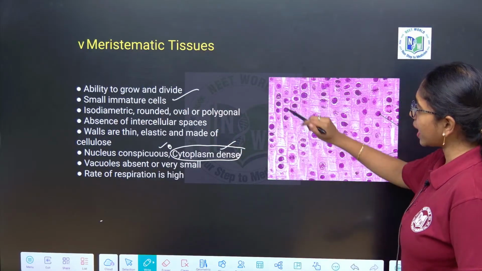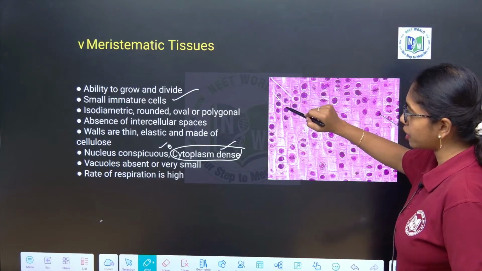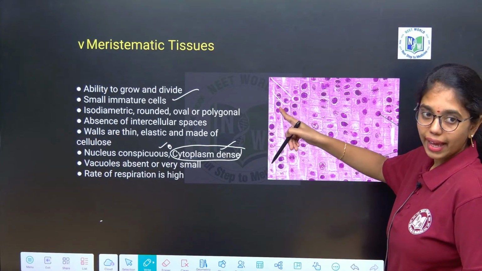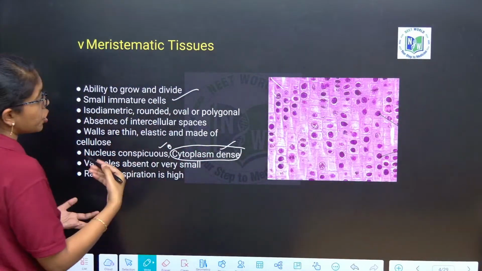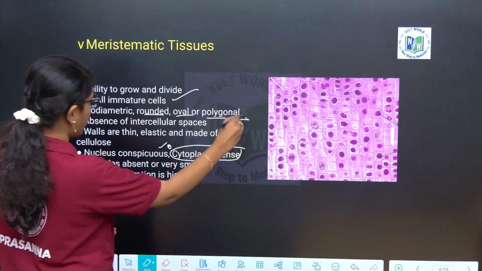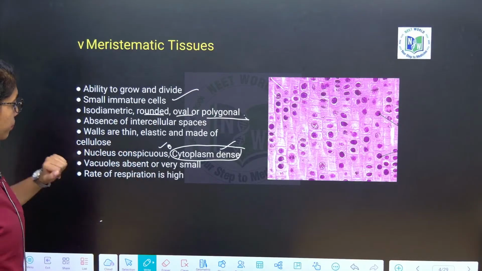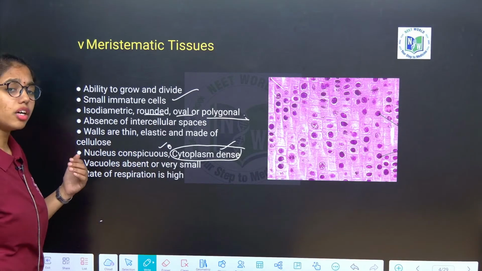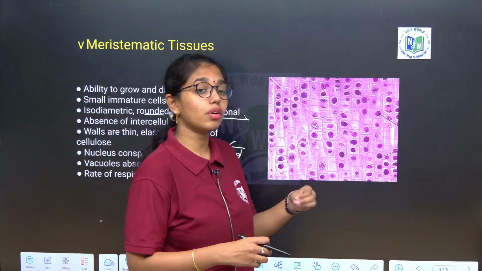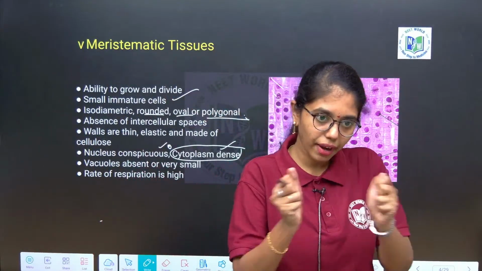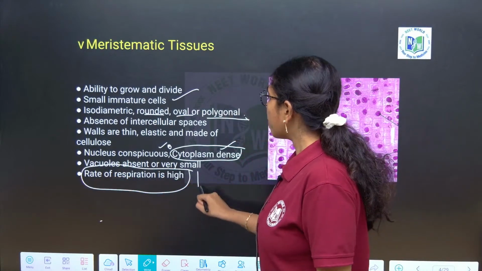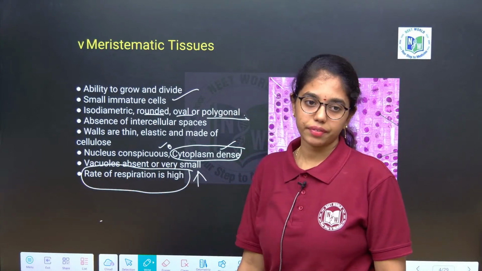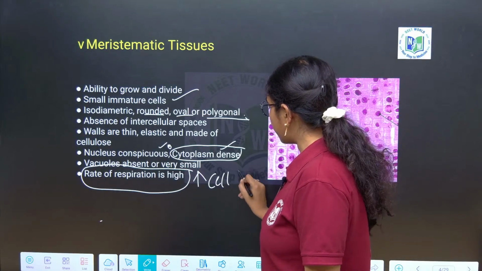All the cells divide through the same plane, that is why we can say they are isodiametric, okay, and at times they are of different shapes like round, oval and polygonal. Next, vacuoles are totally absent because there is no necessity of a vacuole as they are dividing continuously. Next, the rate of respiration will be high because of division activity, because of cell division.